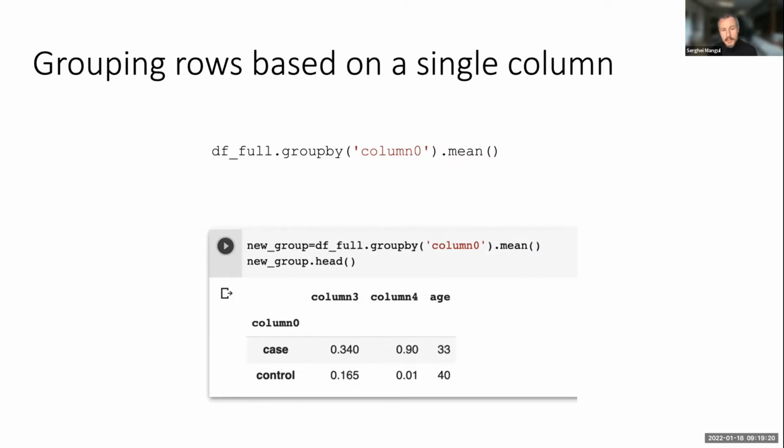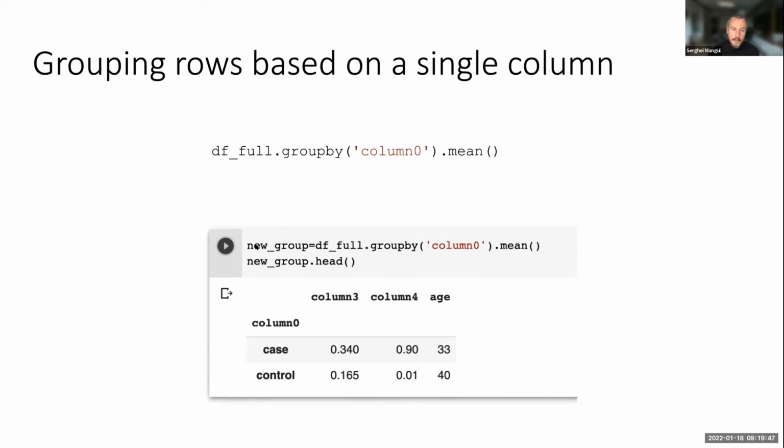So now, but first we need to group, right? So we'll use the group by function, which will group all the rows based on the values in a certain column. In this case it will be column 0. Remember case control? So we'd like to group and compute the mean. For example, mean is the average, right? Just making sure. Okay, so we can do that, and we actually can define a new data frame for that.